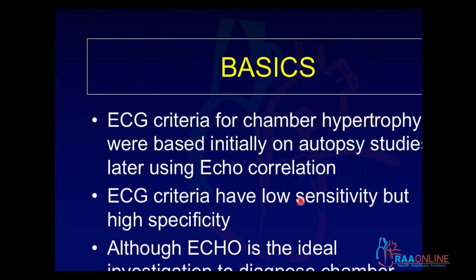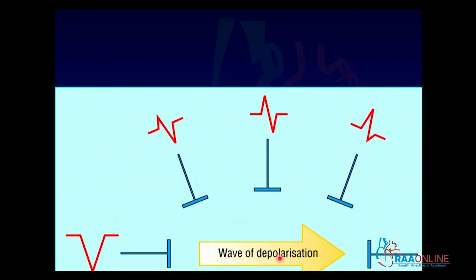But a normal ECG does not rule out LVH. That's what it tells you, the low sensitivity. So that's what we mean by low sensitivity and high specificity. So the ECG becomes a poor man's test to suspect a ventricular enlargement. Everything is based on this principle, again, as we saw when we went through the electrical axis.